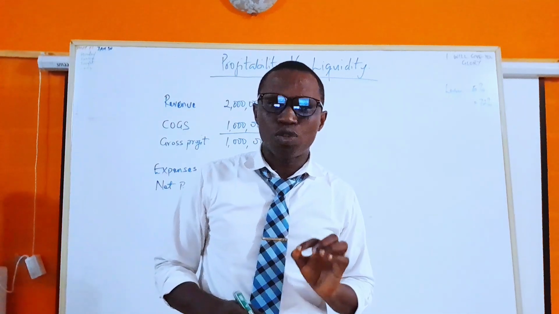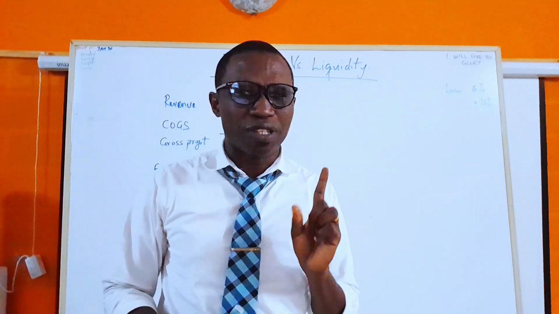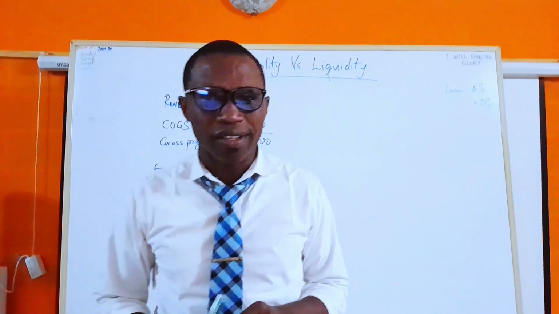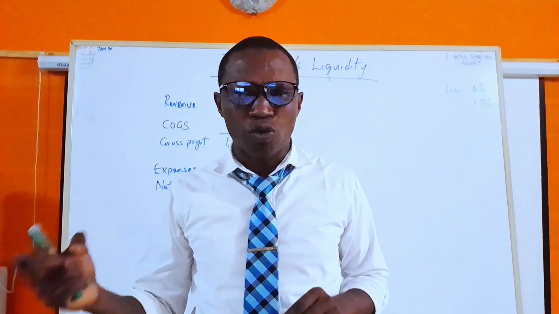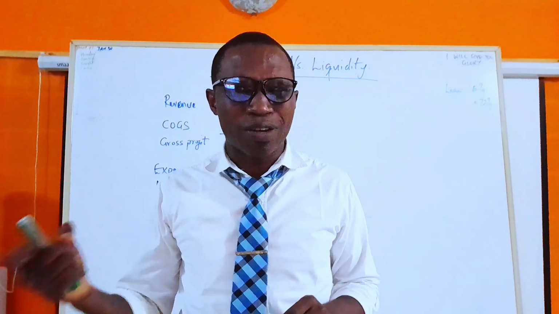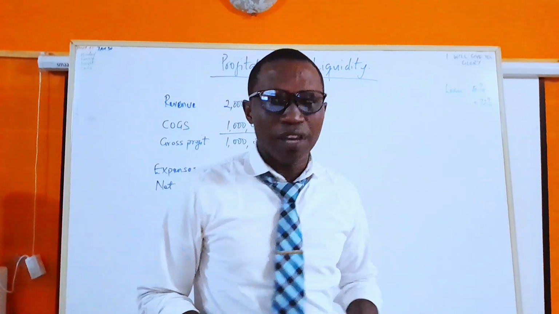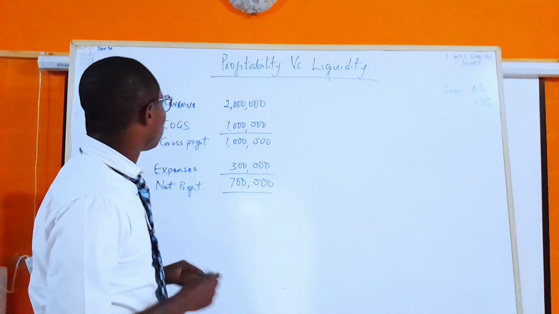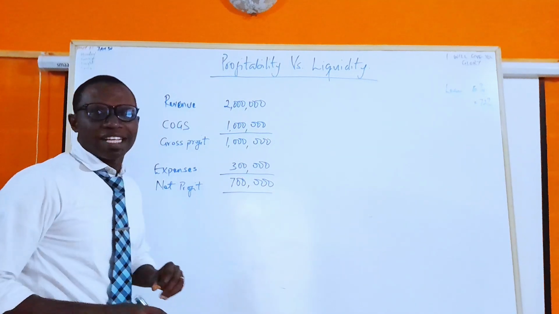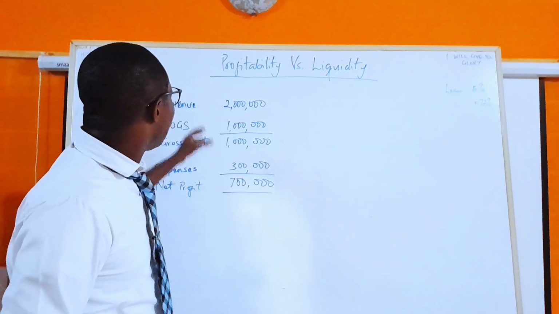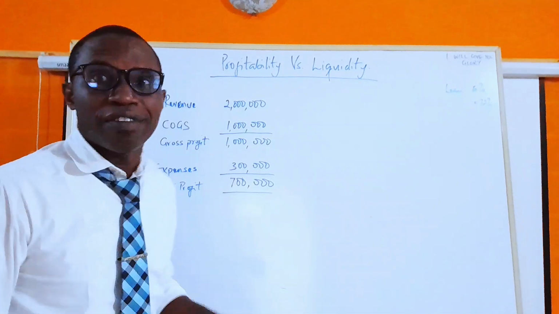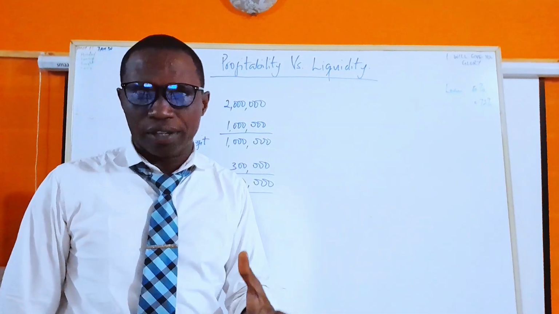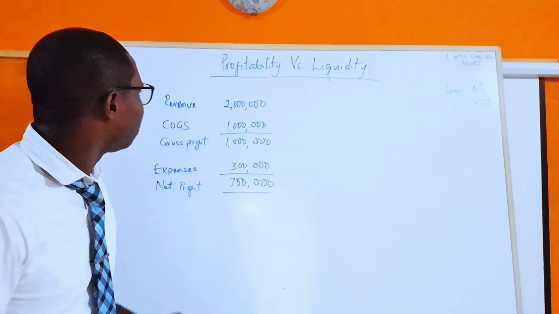I need you to understand that there's a difference between profitability and liquidity. Some businesses are profitable, but they are not liquid. They don't know how to maintain their liquid position. And let me give you an example from this illustration. Let's say, for instance, that a business did business for, let's say, a year, and the total revenue is 2 million in whatever currency now.